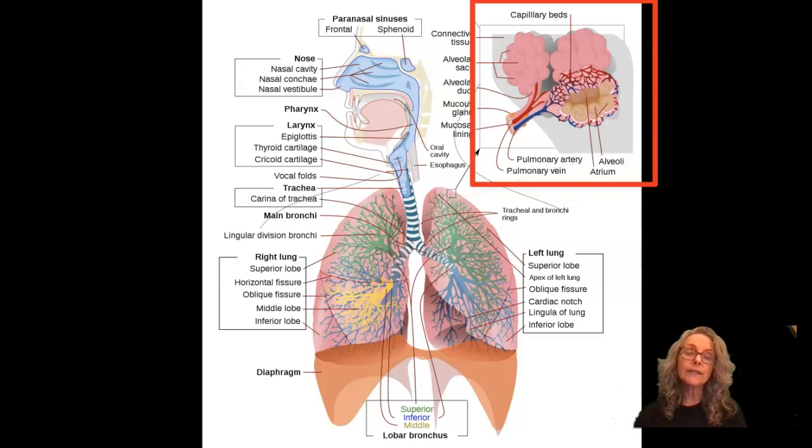From there, the gases pass into the capillaries, which is the bloodstream that carries the oxygen to all cells of the body and will also release carbon dioxide back into the alveoli to be exhaled.